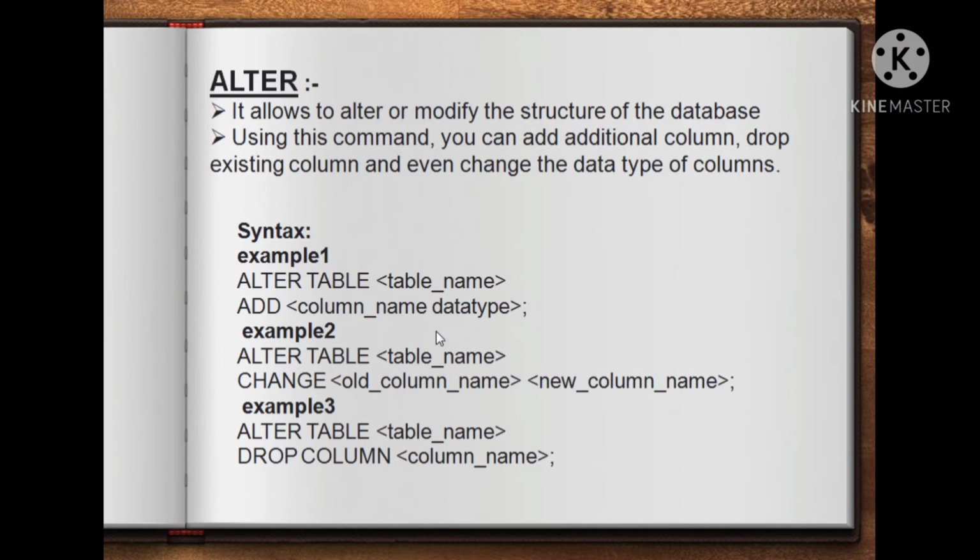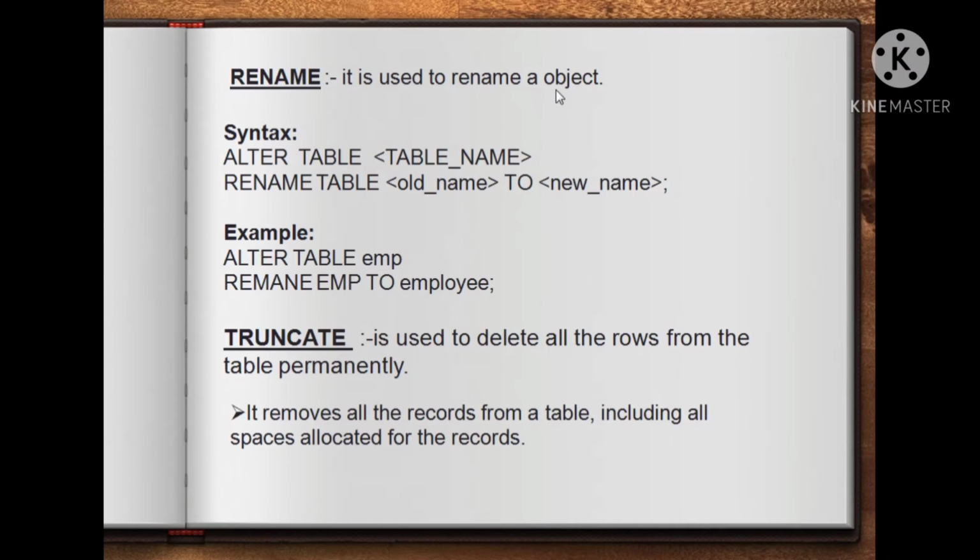Rename. It is used to rename an object. Syntax: alter table, table name, rename table, old name to new name. This is the syntax for rename. For example, alter table emp, rename emp to employee. I am changing the table name emp to employee. This is the syntax for rename. We will see practically how these work in the next video. Link given in the description.